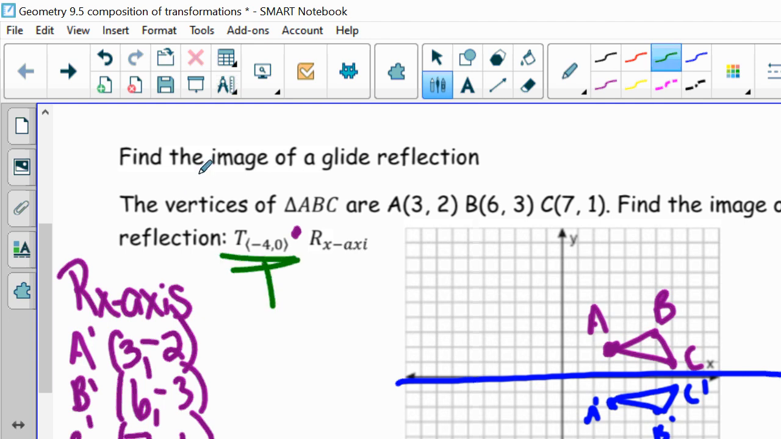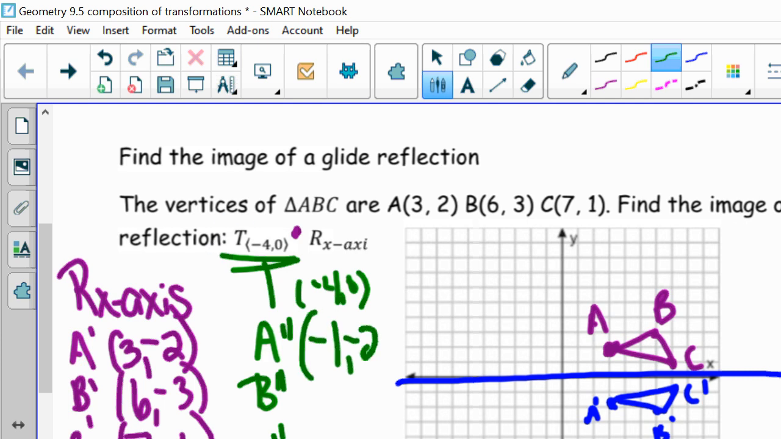So now we're going to translate -4, 0. This is going to give me A double prime, B double prime, and C double prime. Just remember that I am taking each of these and subtracting 4. I'm moving left 4, so I'm subtracting 4 from all of my x's. So 3 - 4 puts me at -1, -2. 6 - 4 puts me at 2, -3. 7 - 4 puts me at 3, -1.